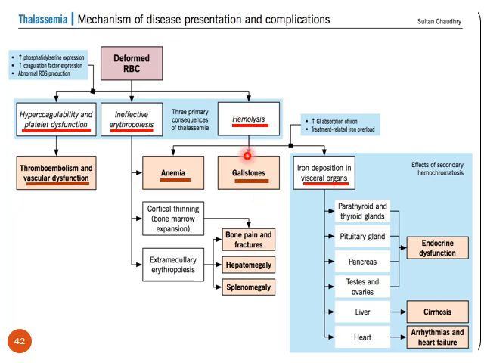The hemolysis will contribute to the anemia, lead to the formation of gallstones, and increase the absorption of iron and its deposition in visceral organs: the parathyroid gland, thyroid, pituitary, pancreas, testis and ovary, leading to endocrine dysfunction; the liver, leading to cirrhosis; and the heart, leading to arrhythmia and heart failure. The hypercoagulable state and platelet dysfunction will lead to thromboembolism and vascular dysfunction in thalassemias.